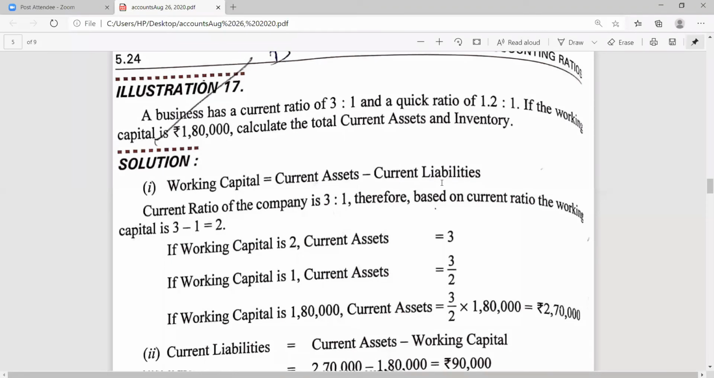In this way, we can calculate the value of the current assets or the working capital or whatever. The working capital in actual is given to us as 1,80,000. Current asset minus current liability, 3 minus 1, it will be 2. So we can apply the formula. If the working capital is 2, then the current assets are 3. If the working capital is 1,80,000, with the help of this it is very easy to calculate the value of current asset.